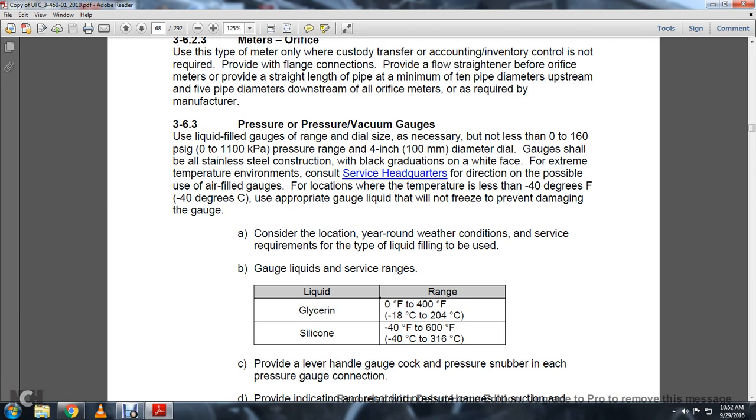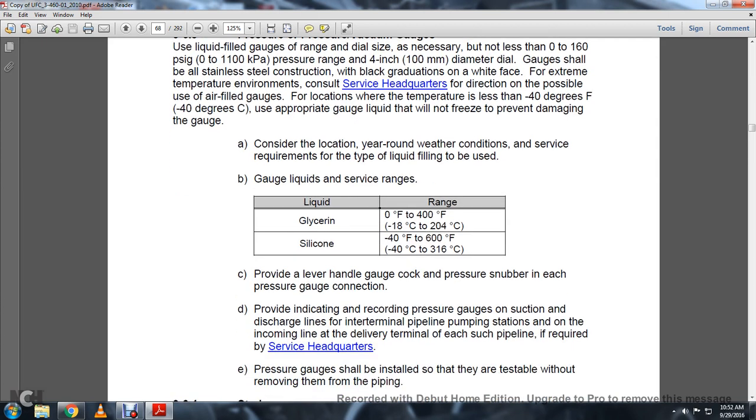For extreme temperature environments, consult service headquarters for direction on possible use of the air-filled gauge. For locations where the temperature is less than negative 2 degrees Fahrenheit, use appropriate gauge liquid that will not freeze to prevent damaging of the gauge.